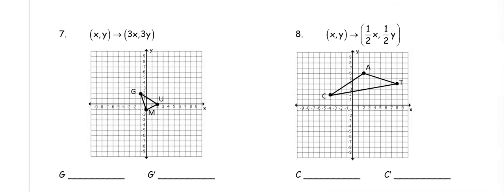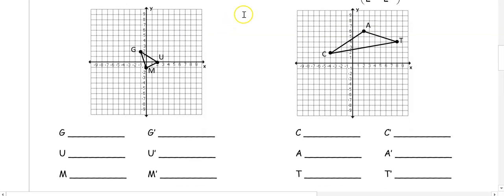So using the given dilation, we're going to change our figure here. So in this case, we have (x, y) changes to (3x, 3y). That means here we have a scale factor of 3. So we're going to multiply our points by 3. So let's find our original points first. So G is at -1, 2, U is at 2, 0, and M is at -1, 0. So when we multiply everything by 3, we get -3, 6 for G prime, 6, 0 for U prime, and -3, 0 for M prime.